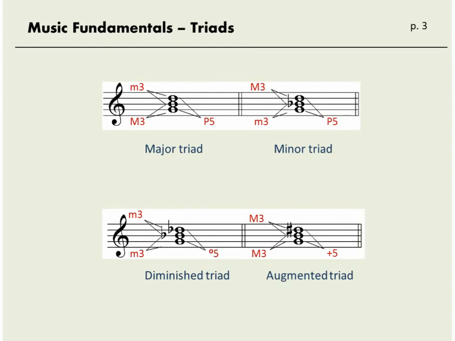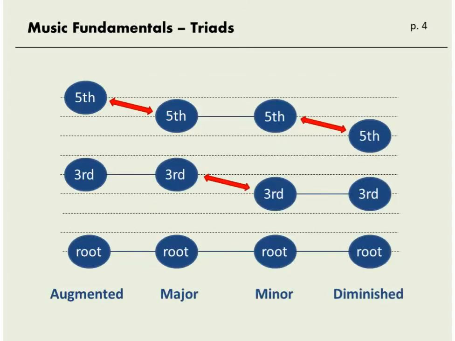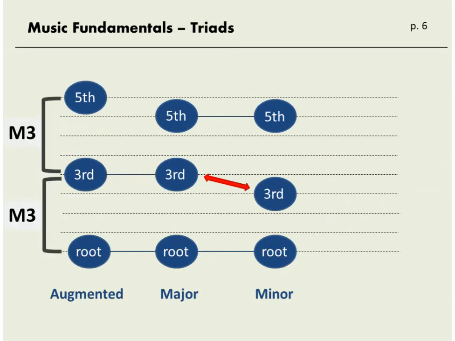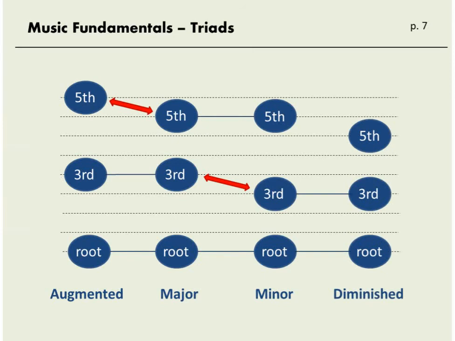We can put all this information together and think less about the actual intervals and more about the relationship among the triad types. The difference between a major and minor triad is the third. It's a half step higher in major than in minor. The difference between major and augmented is the fifth. It's a half step higher in the augmented triad than in the major triad. The difference between minor and diminished is also the fifth, but it's a half step lower in diminished.